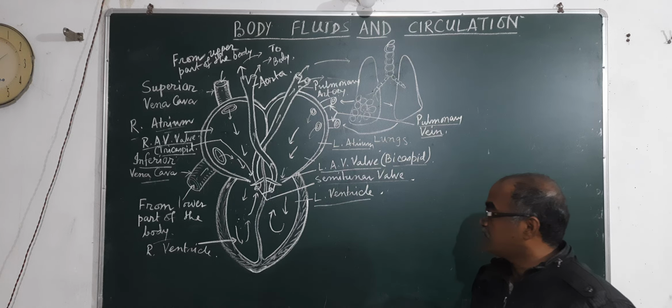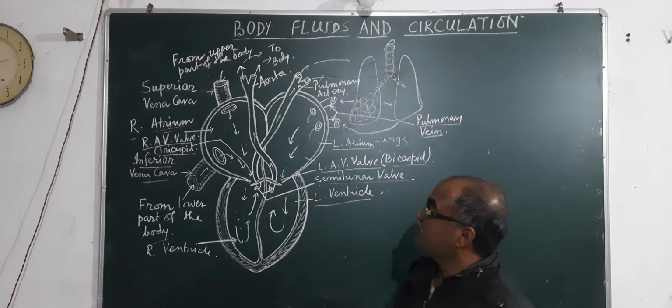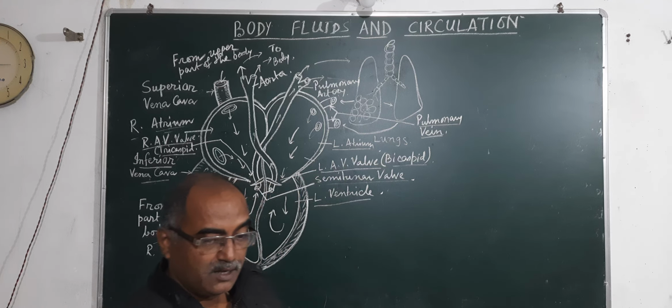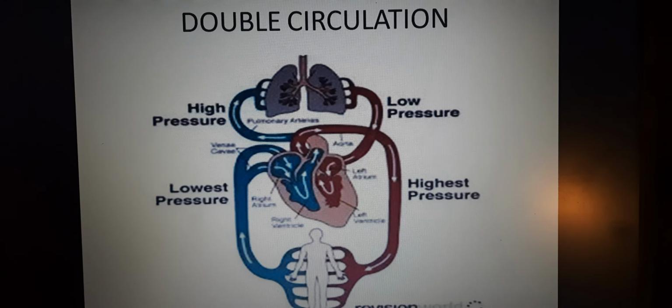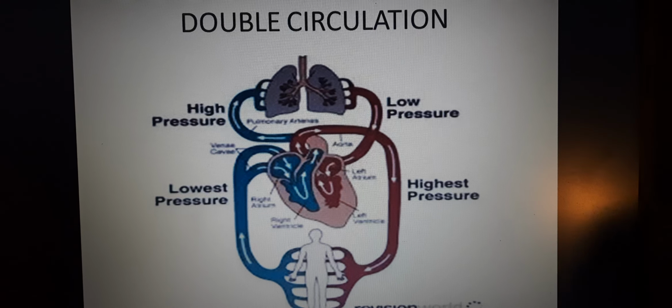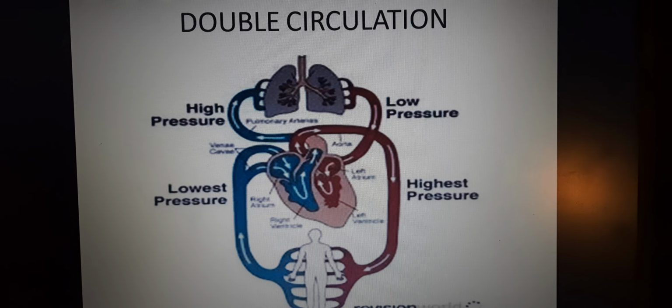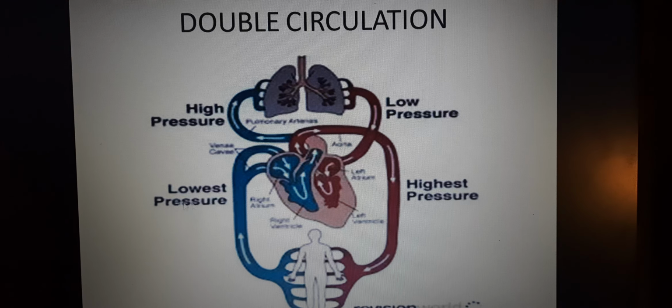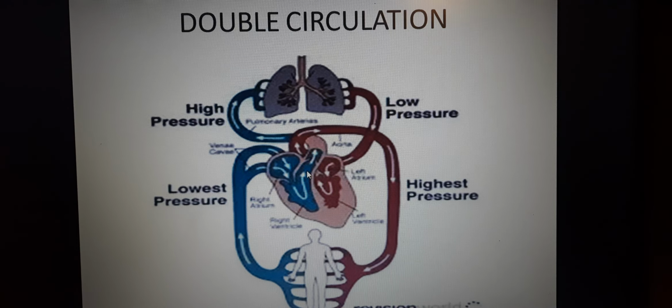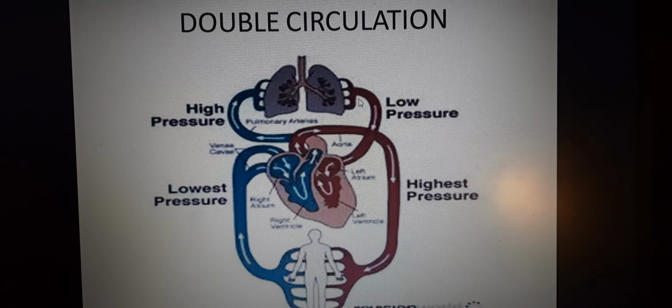So probably you are clear about the double circulation. If any confusion, then you please write to me or you may call me. So now you see about the double circulation. The drawing is like that, as I have explained. From the heart, blood is going to the lungs, as I have shown you. This is called the pulmonary circulation. From the heart, blood is going to each and every part of the body, and from the body again coming to the heart. This is called the systemic circulation.